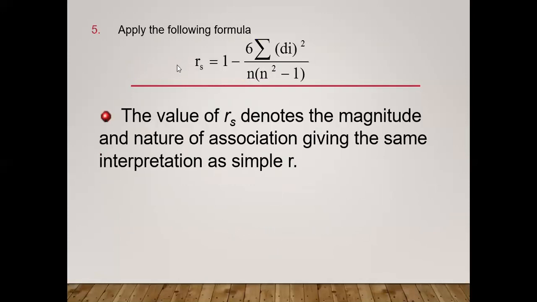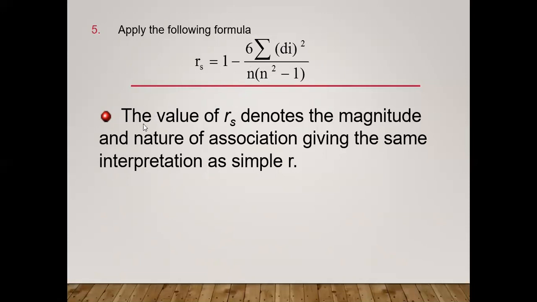So the formula for Spearman rank correlation, or simply rank correlation: RS, the rank correlation coefficient, is equal to 1 minus 6 times summation di square divided by n times n square minus 1. Here n is the number of observations and di is the difference of ranks of x and y. There is no other constraint here, so it is very simple, right? With di and n, two parameters.